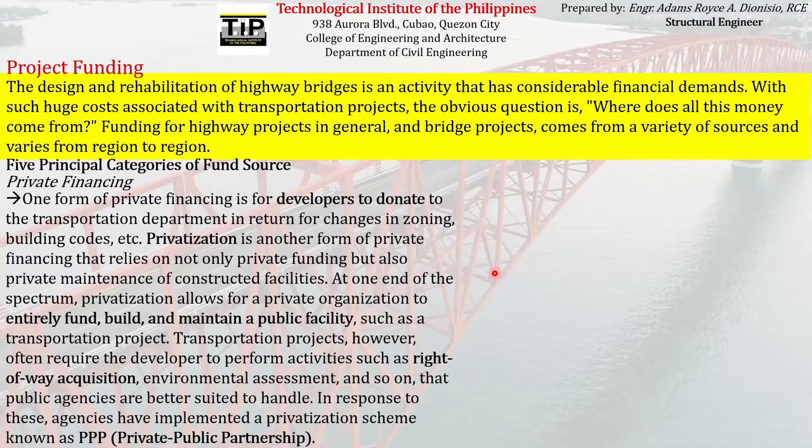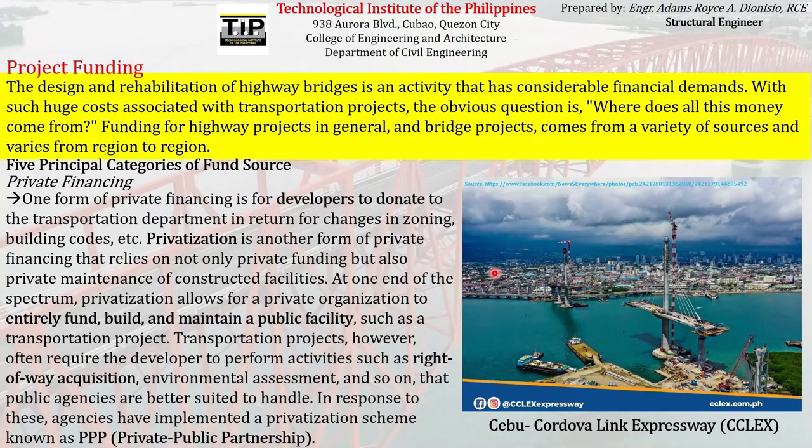One good example of a PPP project in our country, the Philippines, is the Cebu Cordova Link Expressway, or CCLEX. This is an ongoing project of our government that is included in the Build program. This particular project is a PPP project wherein a private entity is responsible to entirely fund, build, and maintain this public facility, which connects Cebu and Cordova.